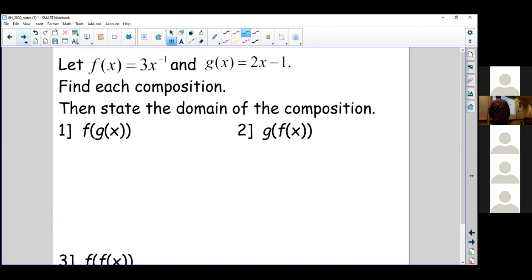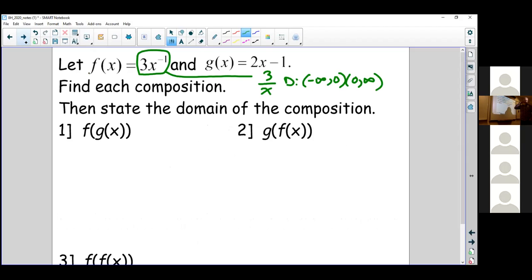All right. So first thing I'm going to do is I'm going to look at this. And I realize that's the same thing as 3 over x, which would have a domain of negative infinity to 0, 0 to infinity. So that's the first domain. Agree? That means I can't allow our x value to be 0. Okay?